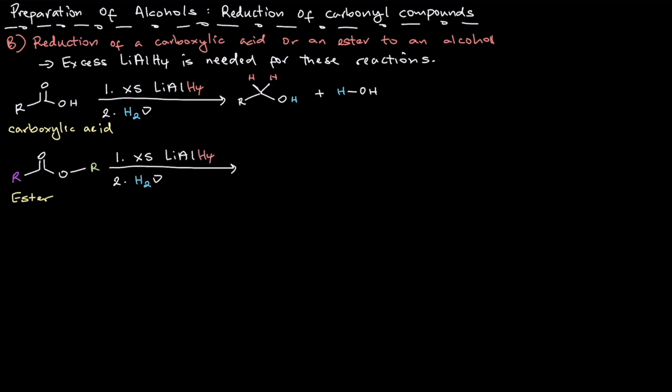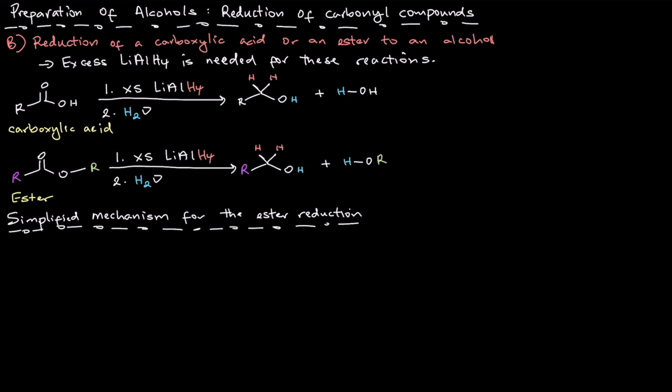In the same vein, you can take an ester, which is kind of like your carboxylic acid, except at the OH group, you have an OR group. So you take your ester and you react that once again with excess lithium aluminum hydride, and then you treat it with water. In this case, you actually get two alcohols. So you might see from the pattern that the mechanism for both of these reactions is probably going to be very similar. So let's look at the mechanism.